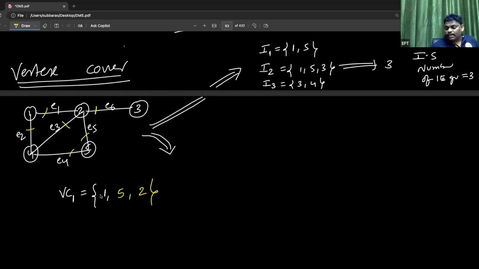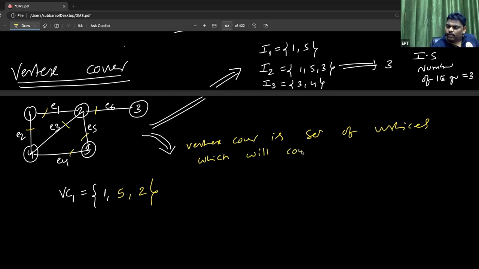Vertex cover is nothing but a set of vertices. I am writing it. Vertex cover is a set of vertices which will cover all edges. That's it. Vertex cover is a set of vertices which will cover all edges. I think this is the one answer.